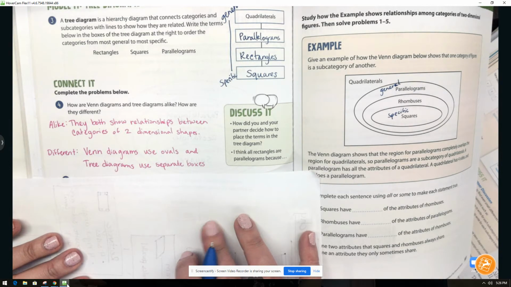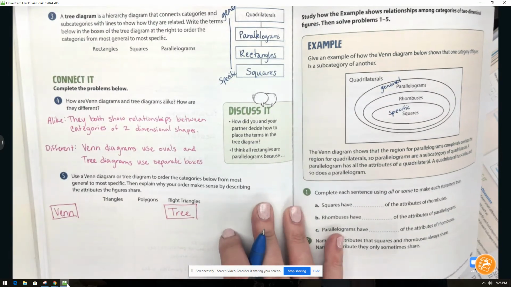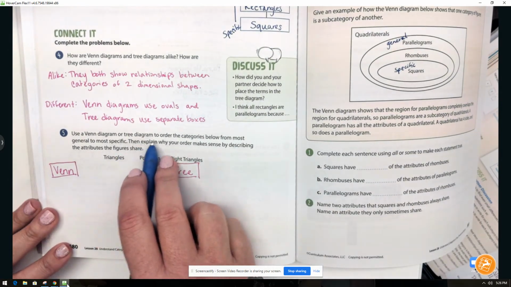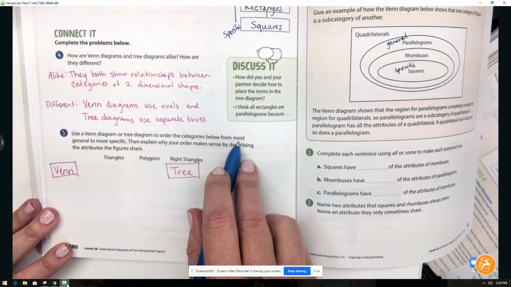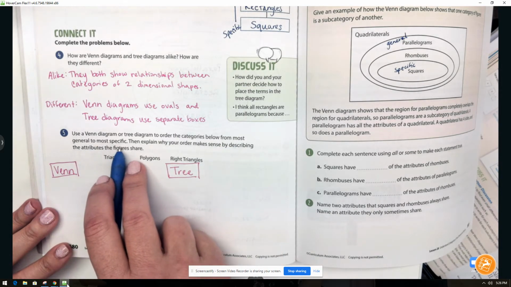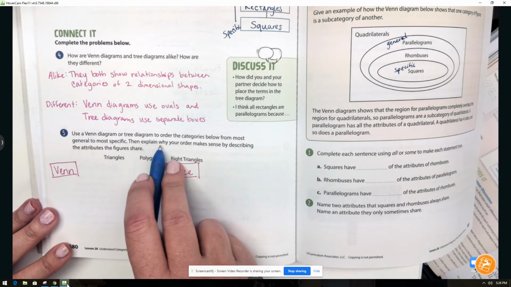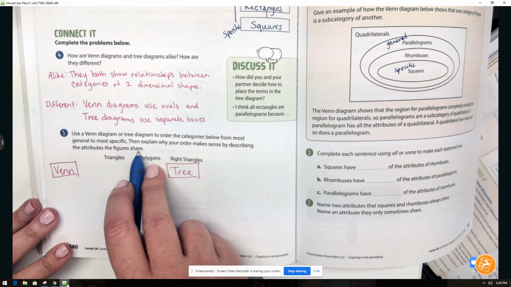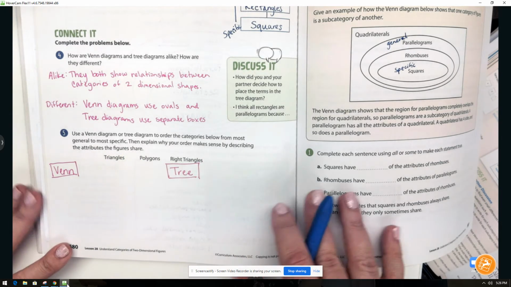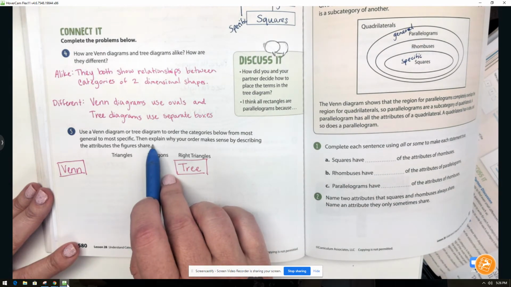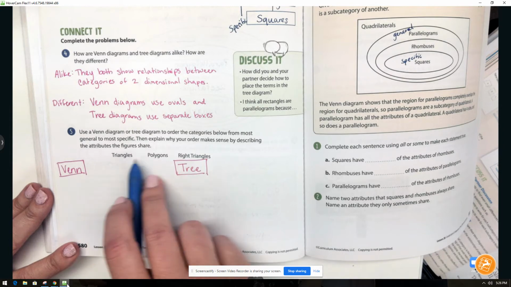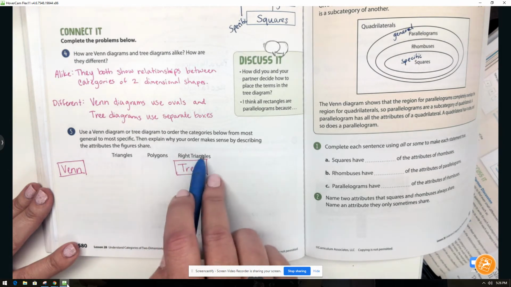Finally, number 5 says this: Use a Venn diagram or a tree diagram to order the categories below from most general to most specific. Then explain why your order makes sense by describing the attributes the figures share. So we're not going to do the explaining part, but we are going to go ahead and make a Venn diagram and a tree diagram using each of these shapes.